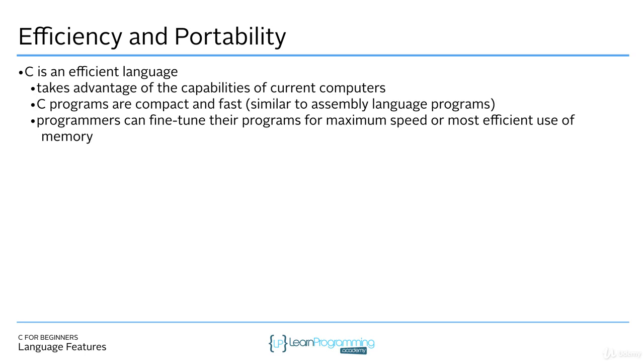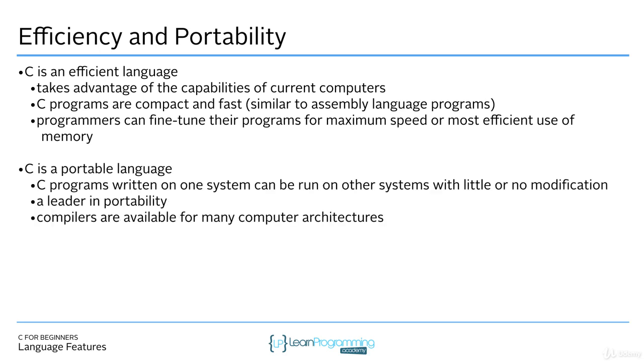That's an efficiency. Programmers can fine-tune their programs to make them even more efficient because it is such low level. They can make more efficient use of memory. You can't do things like this in Java. Java has its own garbage collector and you can't manipulate the memory to be more efficient. So C is an efficient language.